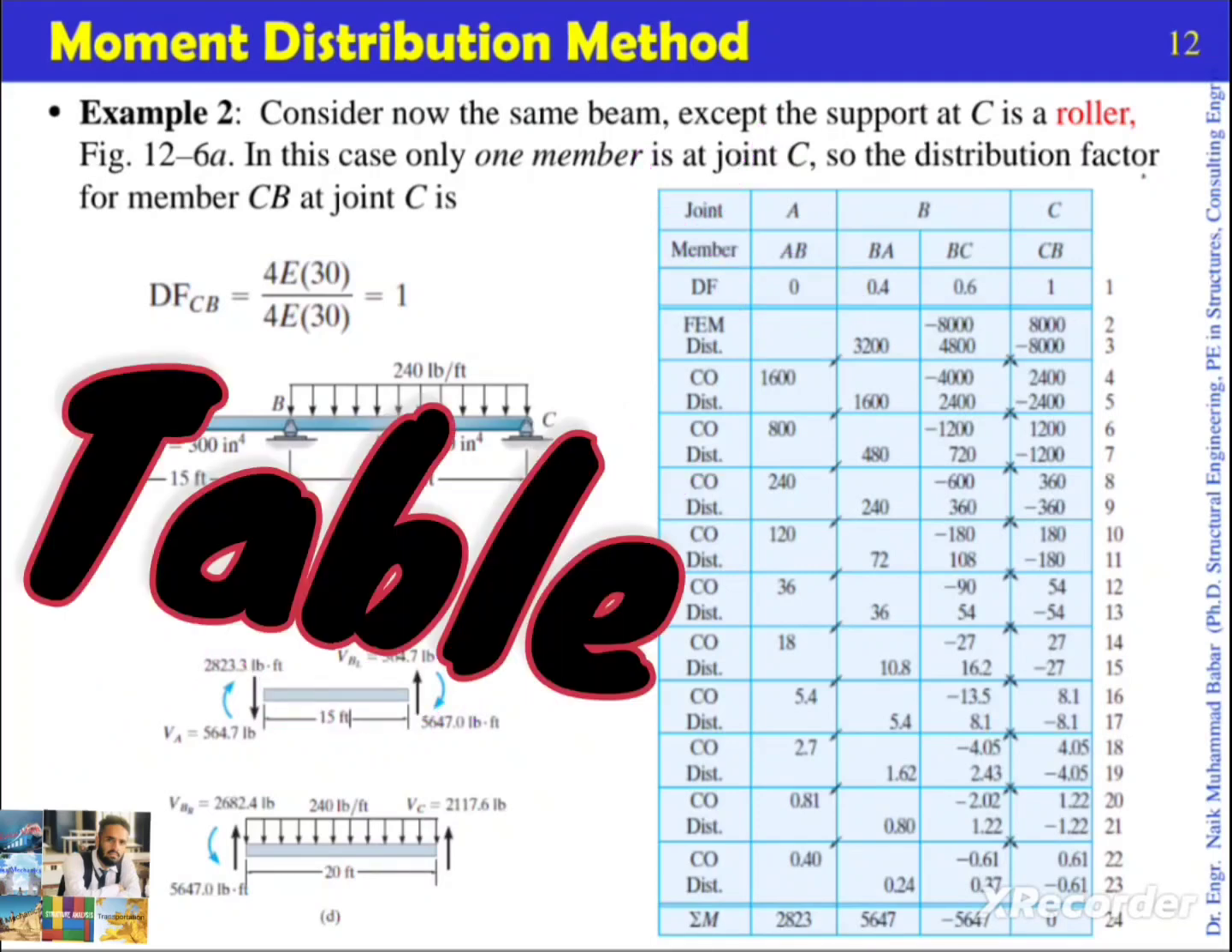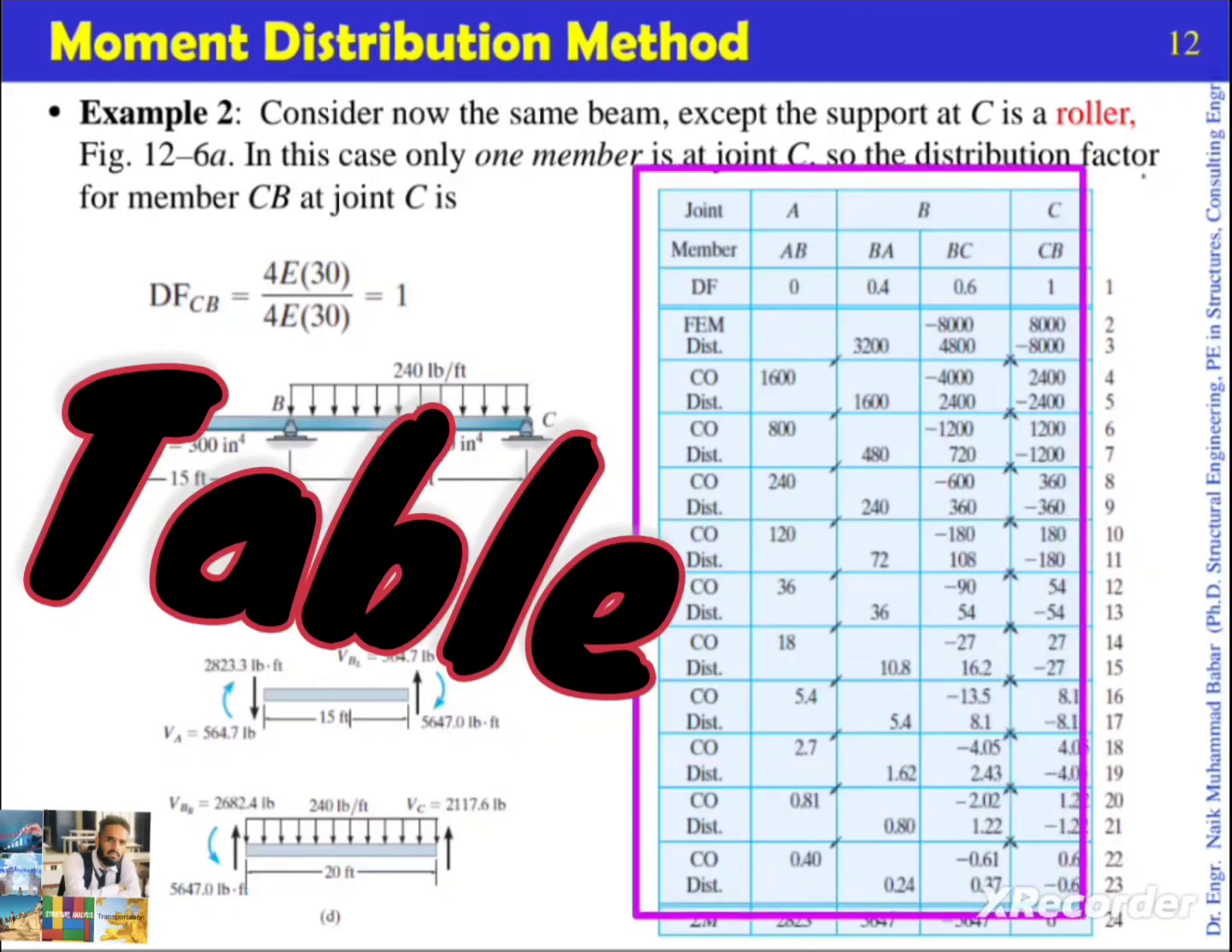Now, for the distribution factors, make a table for the different iterations. The table will be in the form of rows and columns.